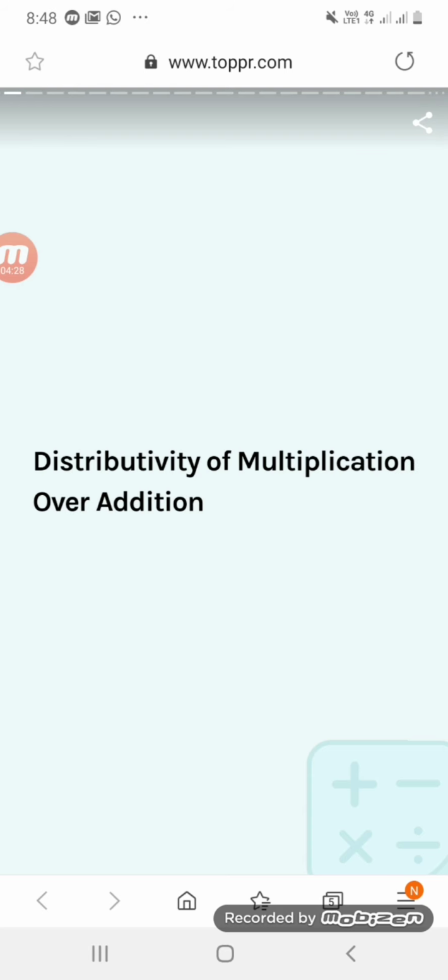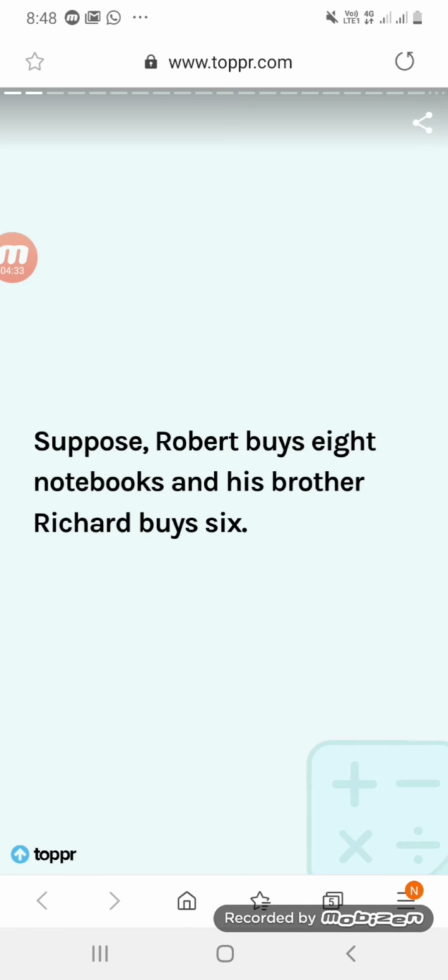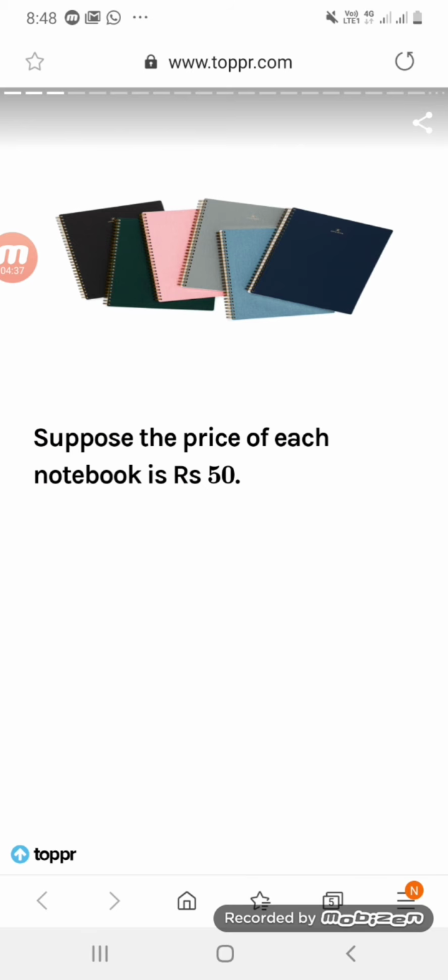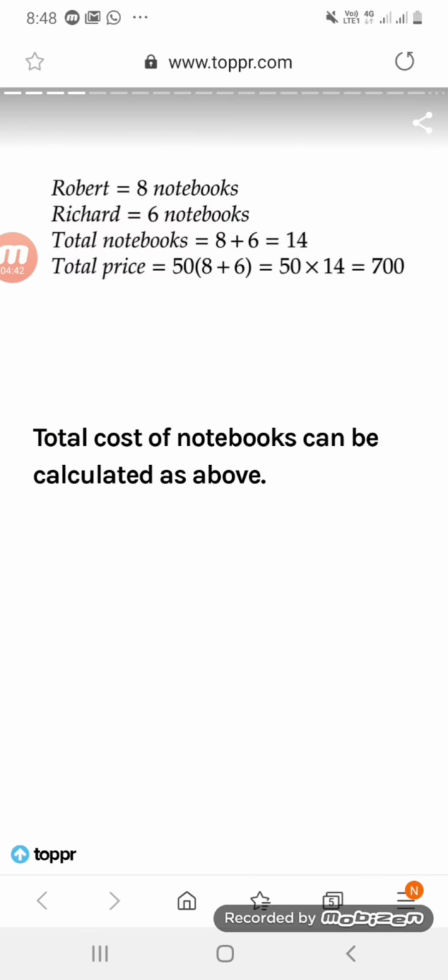Next we'll move on to the distributive property of multiplication over addition. Suppose Robert buys 8 notebooks and his brother Richard buys 6. Suppose the price of each notebook is rupees 50. So Robert takes 8 notebooks, Richard takes 6 notebooks. Total notebooks are 8 plus 6, which is equal to 14. So the total price will be 50 into (8 plus 6), which is equal to 50 into 14, which is equal to 700.